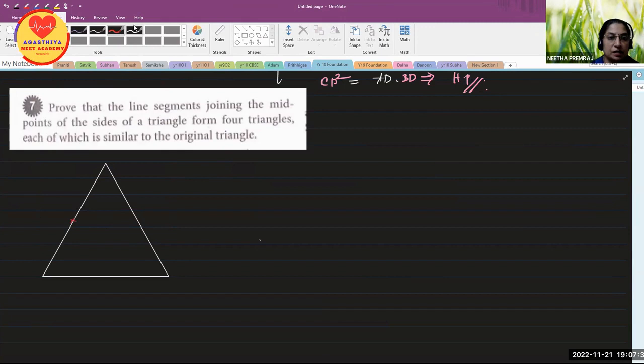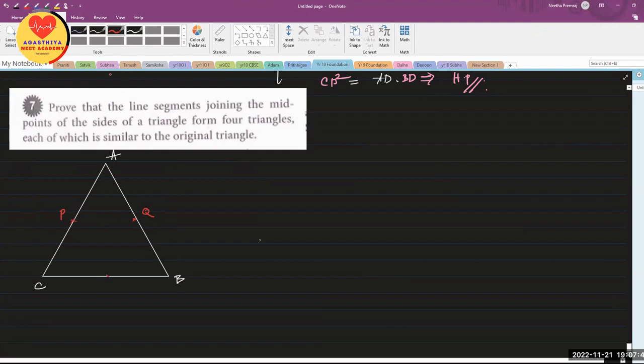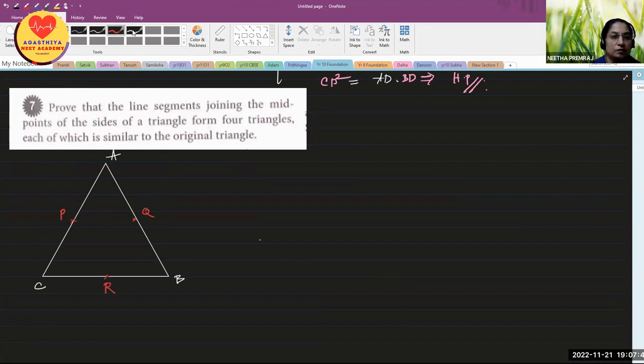I name the vertices as ABC. And the midpoints are P, Q, R. So one thing is very clear. These two measures are equal because P is a midpoint. These two measures are equal because Q is a midpoint. And these two measures are equal because R is a midpoint. Now you join the lines.